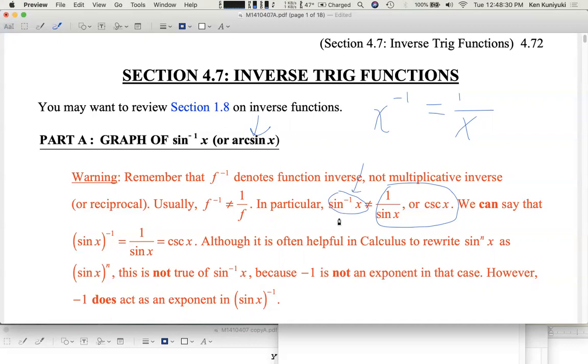So again, the inverse sine of x, or arcsine of x, is not the same as the reciprocal of sine of x, or cosecant of x. These are two completely different functions. They're related to sine of x in different ways. Cosecant of x is the reciprocal, the multiplicative inverse of sine of x. But the inverse sine of x represents the function inverse of sine of x. That's different. In general, f inverse is not the reciprocal of f. That's not typically the case that we have equality. All right.